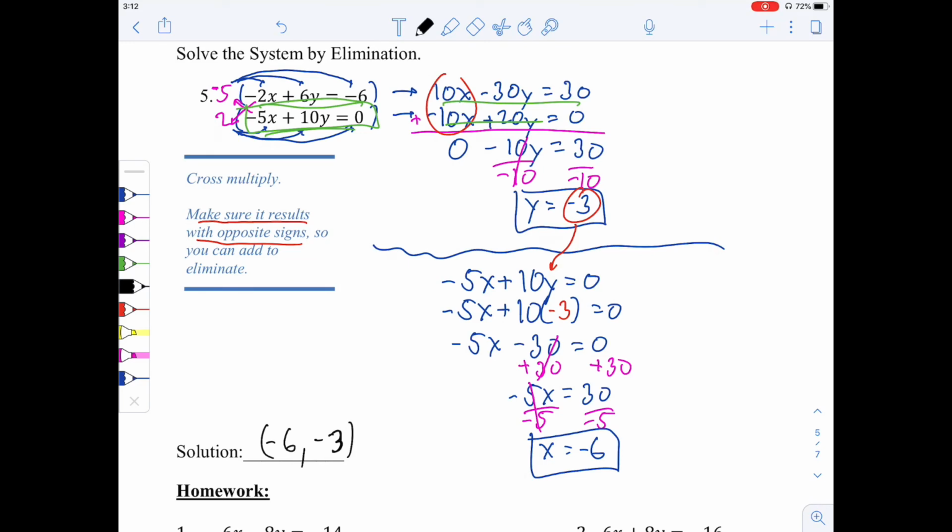All right, so these are, if all else fails, cross multiply and just make sure your signs end up opposite so you can add to eliminate it. And then do the same process like we did before.